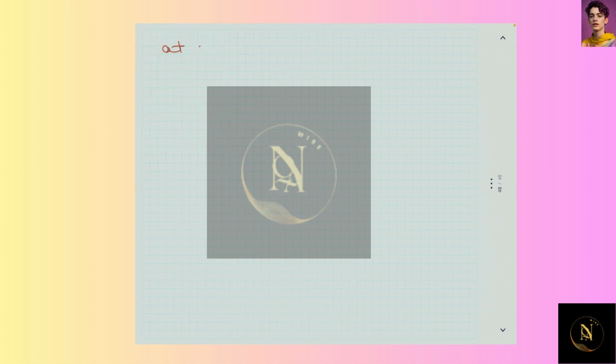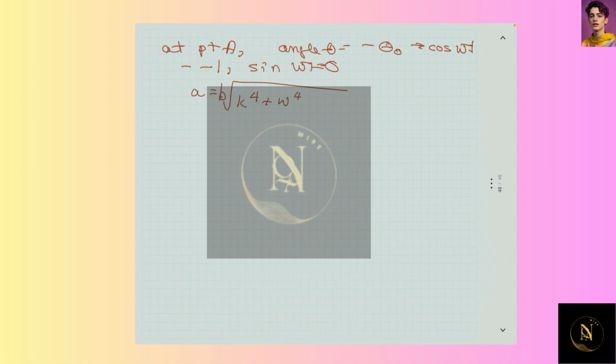At point A, angle theta equals negative theta 0, which equals the cosine of omega t equals negative 1, and the sine of omega t equals 0. So we're going to get the result for A. We'll have the square root of theta initial times k to the fourth plus omega to the fourth.